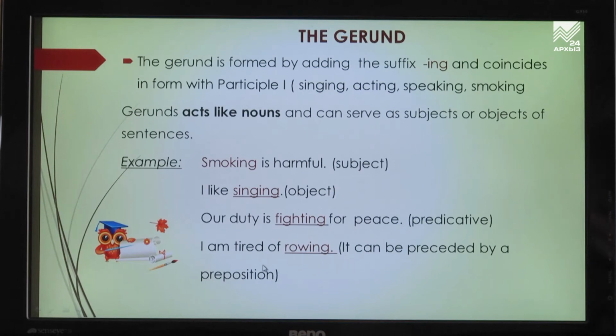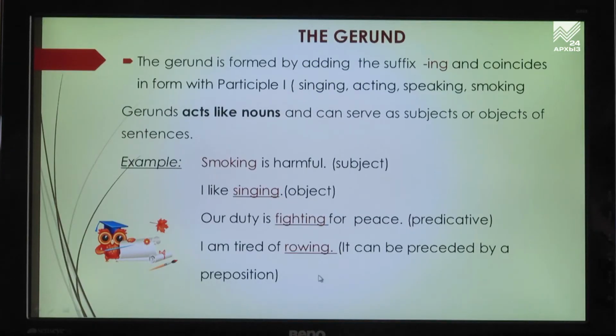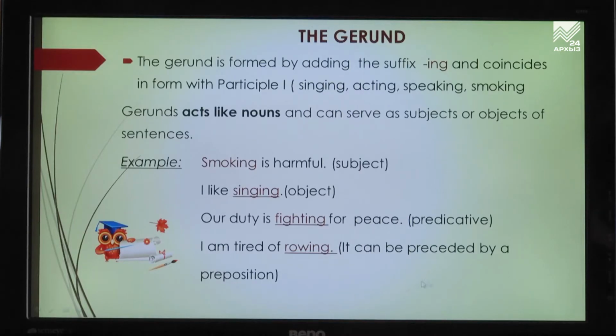I'm tired of rowing. Я устал грести. The gerund can be preceded by a preposition. This case shows us that the gerund has features of the noun. You know that prepositions are used only with nouns. Предлог of показывает, что это тоже признак существительного. Это подчеркивает, что герундий имеет и номинальные качества, поэтому даже чисто визуально видно, что это герундий с инговым окончанием, имеющий признаки существительного.